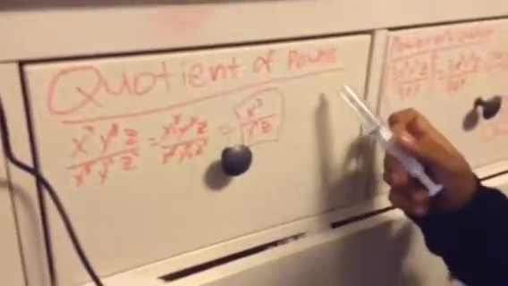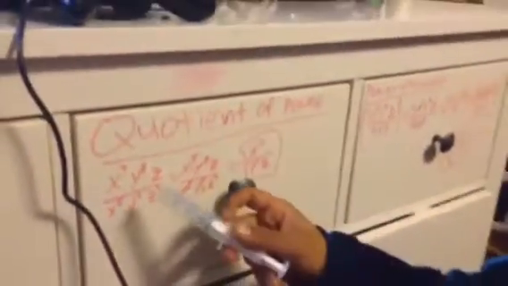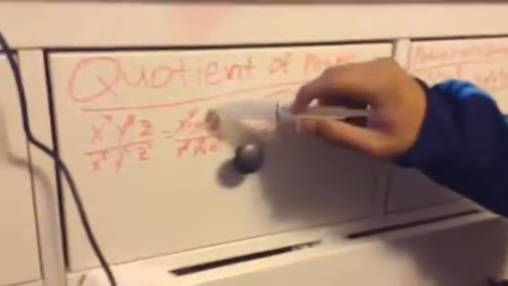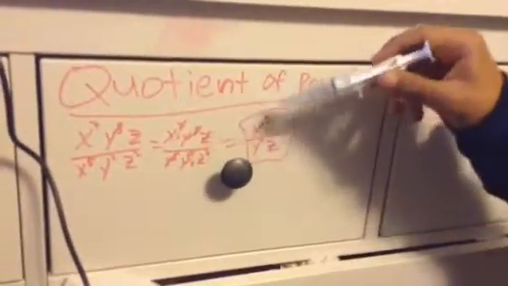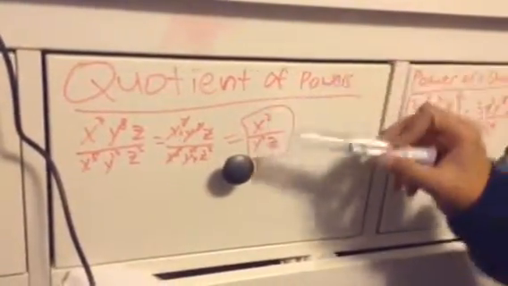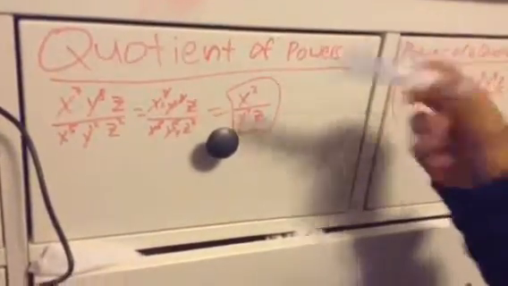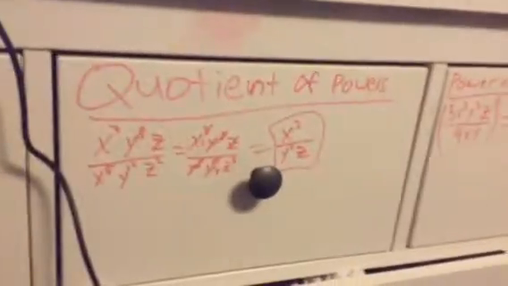Now down here, quotient of powers. This is simple. You get an equation like this, you subtract the exponents. So right here, you can see how I cancel the exponents, and I end up getting x to the second, y to the fourth, and z. Simple. I just cancel the ones out.